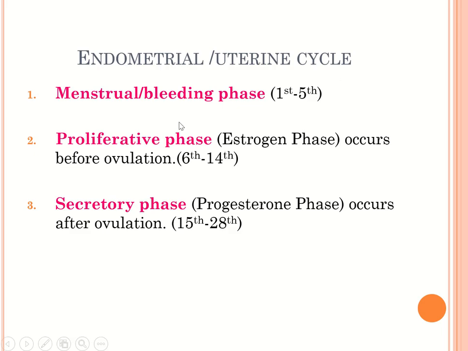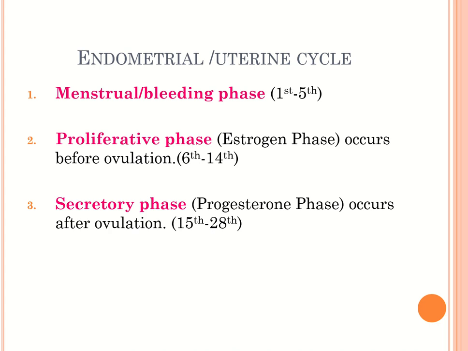Followed by that, from the sixth day onwards, it is called the proliferative phase. It is mostly because of the effect of estrogen. And ovulation happens around the 14th day. After the ovulation, we call it the secretory phase. Clear? So now I'll take the whole menstrual cycle as a 28-day cycle.